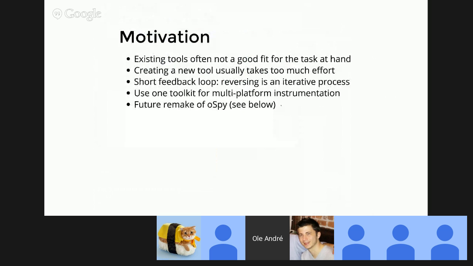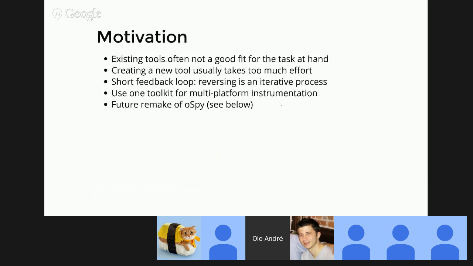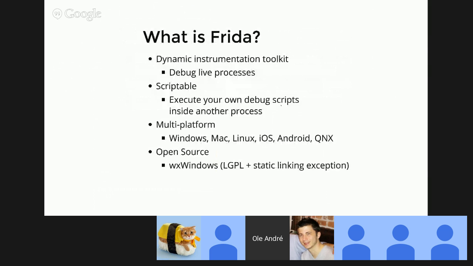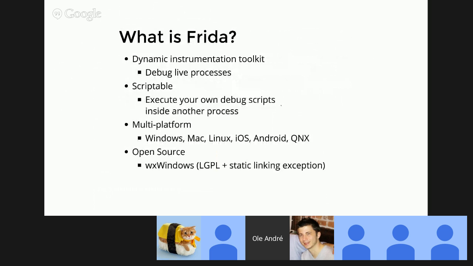So that's a bit of why I ended up going down this side path of building a dynamic instrumentation toolkit, which is Frida, to be able to build such tools very quickly, basically. So that's what it is. It's a dynamic instrumentation toolkit, and it's scriptable. It works by injecting pieces of JavaScript into remote processes, and it works on several platforms, and it's open source. You know these things. I'm just running through it.